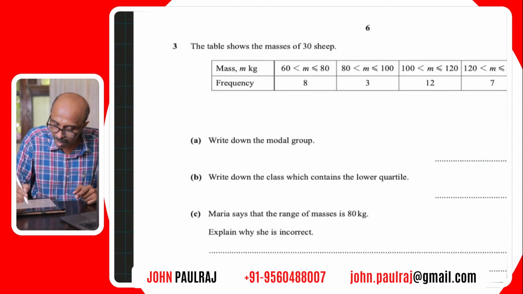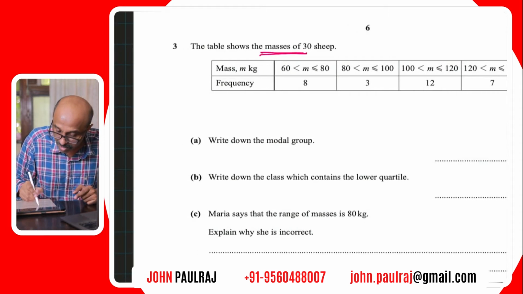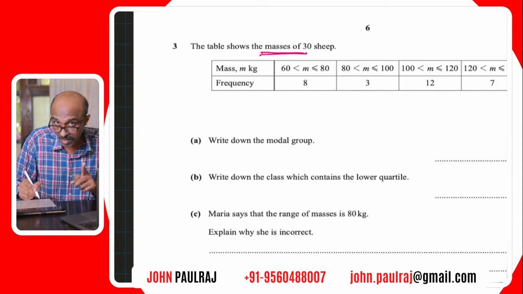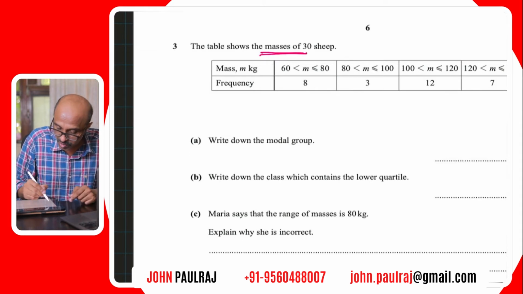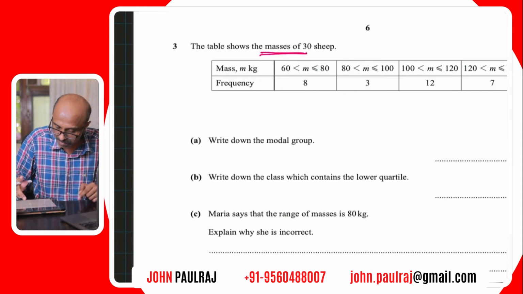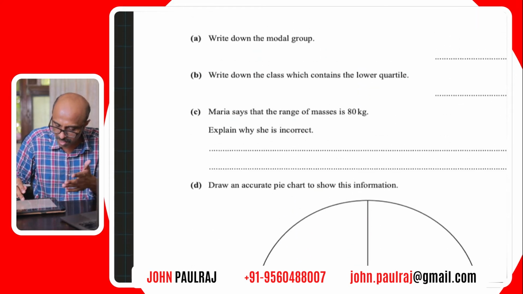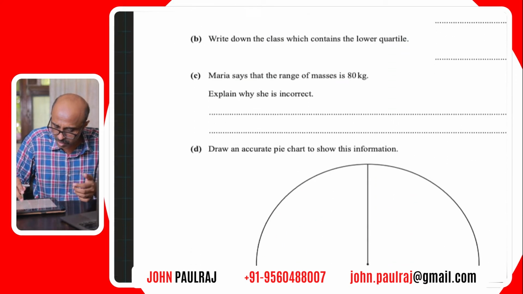It says the table shows the masses of 30 sheep. Mass is numerical data, okay, not categorical, numerical data. There's a mass and frequency given to you, and the first few parts are about quartiles that you can do. But look at part D.